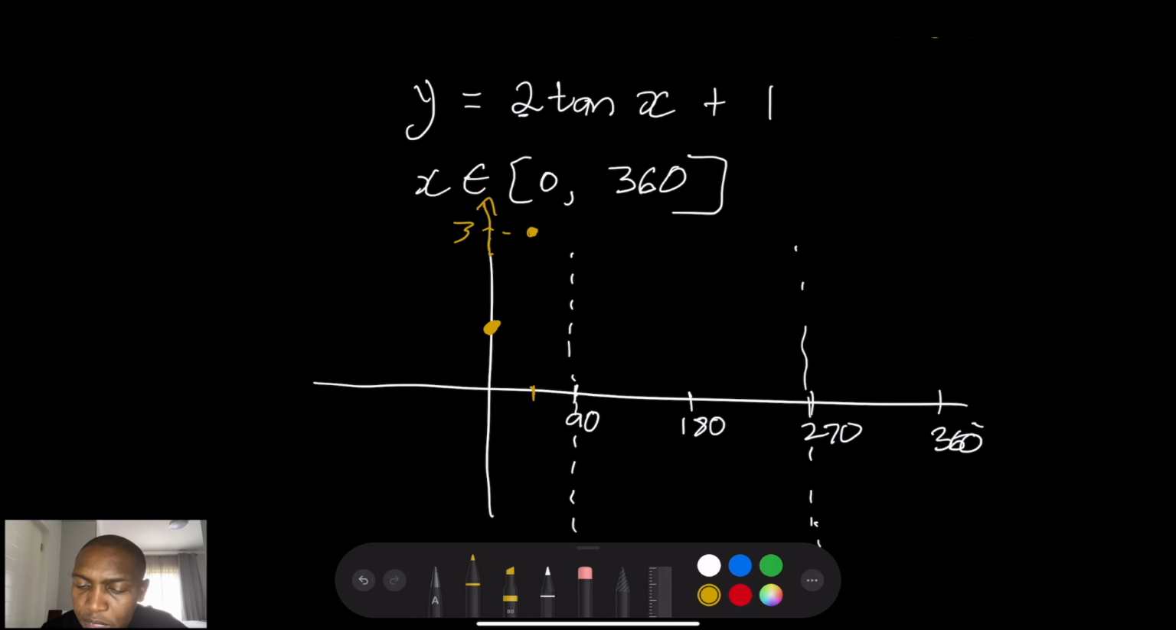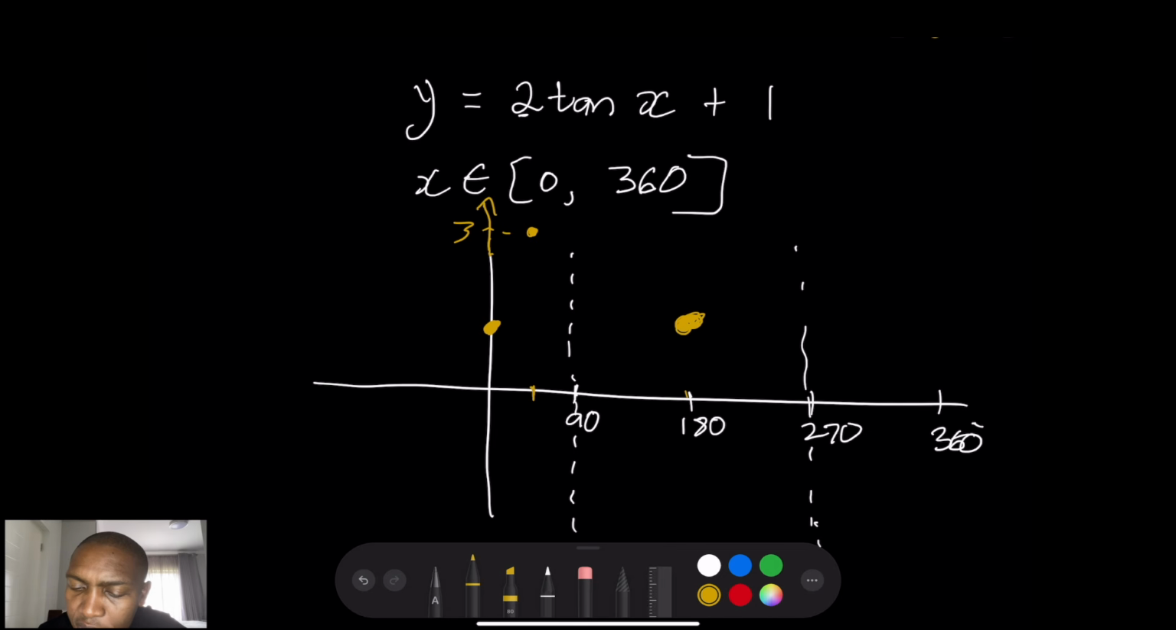Right, so at 90, definitely undefined. Now, at 180, we know that our graph would be 0. So 2 tan of 180 would be 0, plus 1 in this case. So it means that our graph would be at 1.